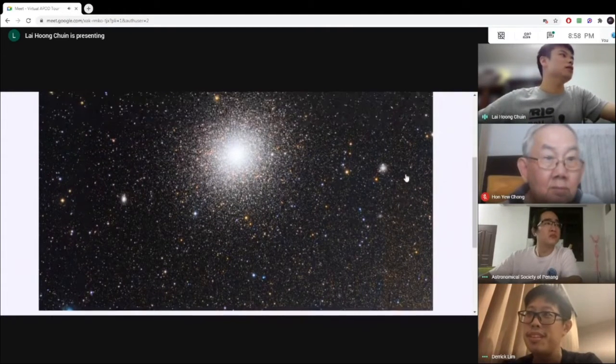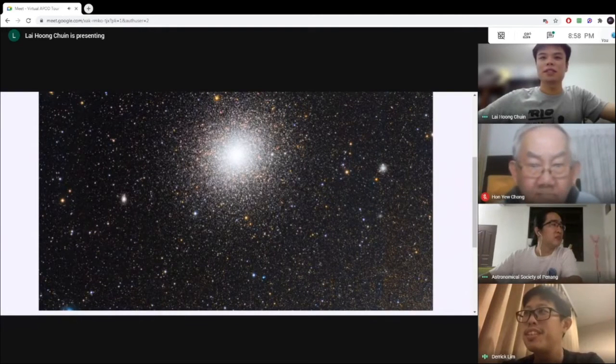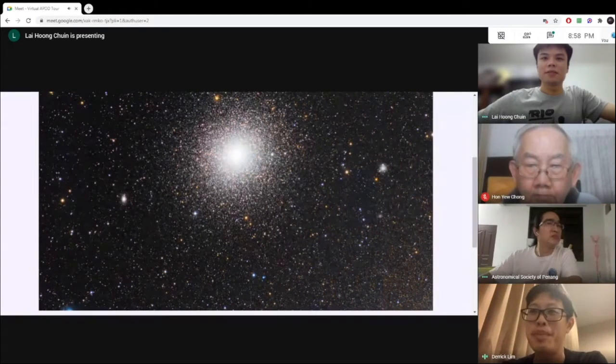Any questions or add-ons before I hand over to Dr. Chong? Yeah, I'd just like to add that 47 Tucanae is very easily visible if you use binoculars. I first saw it in Fraser's Hill, and it's right beside the Small Magellanic Cloud. So two in one, you can get the Small Magellanic Cloud and this globular cluster at the same time.